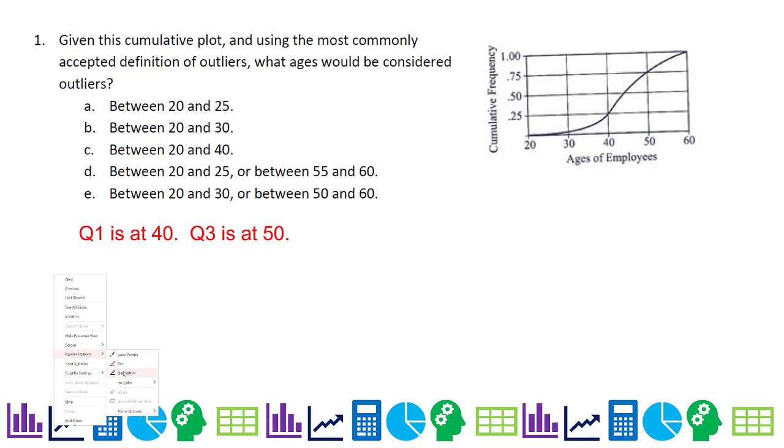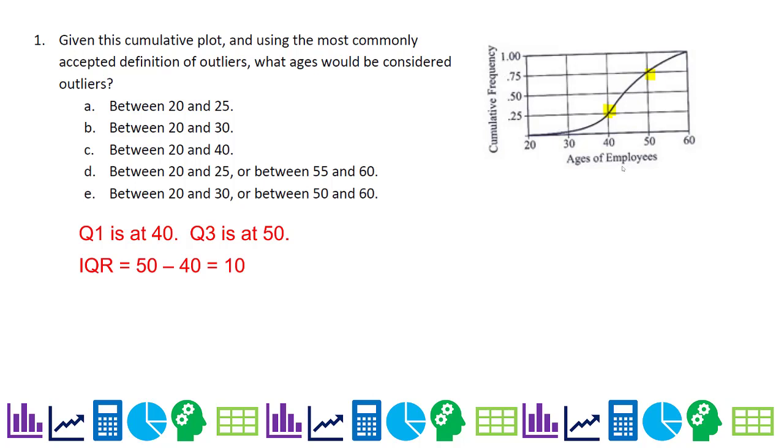So let me see if I can find this. I'll just do it this way. This is a little easier. So here is, there we go. There's the 25% mark, and there's the 75% mark right there. Okay. There's your Q1 and there's your Q3. So IQR is the difference of those two, which is 10.